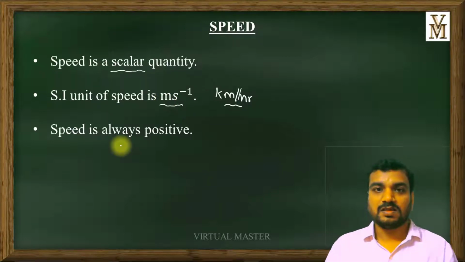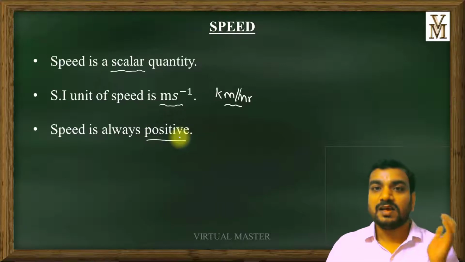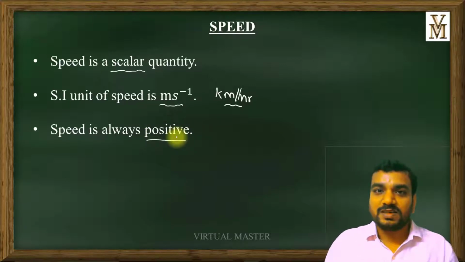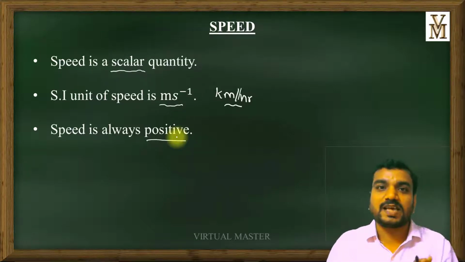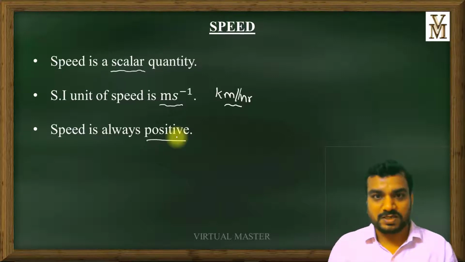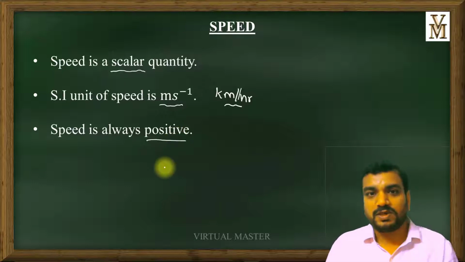Okay. The value of the speed will always be positive. So this is another characteristic of the speed, because the speed is nothing but distance traveled by time taken, and we know that distance can never be negative. So speed will always be a positive value. Okay. I hope everyone has understood the properties and the characteristics of the speed.